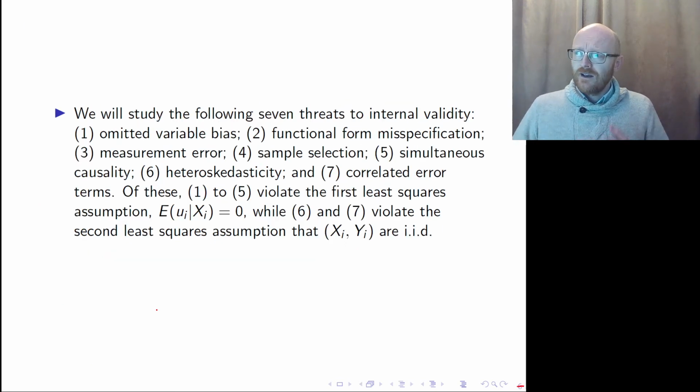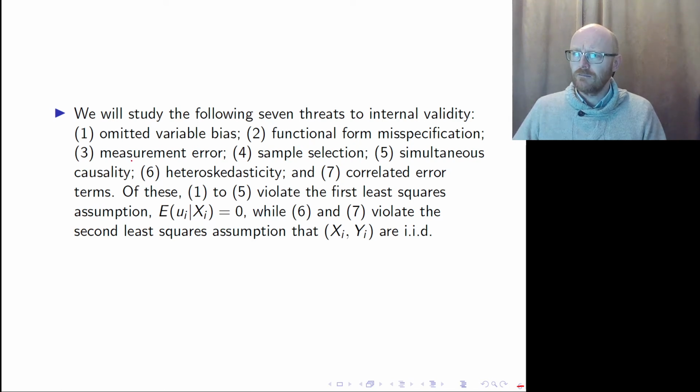So there are seven threats to internal validity. One is the omitted variable bias. We have looked into that before. And the second is functional form misspecification. For example, you believe the relationship between one of the x variables and the y variable to be linear, but it's actually quadratic. Then you have a functional form misspecification.